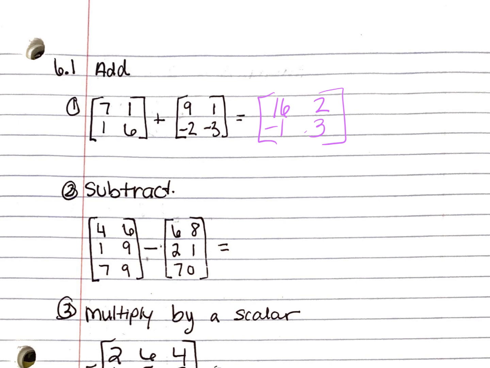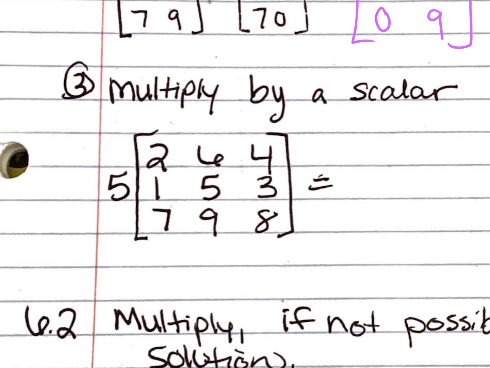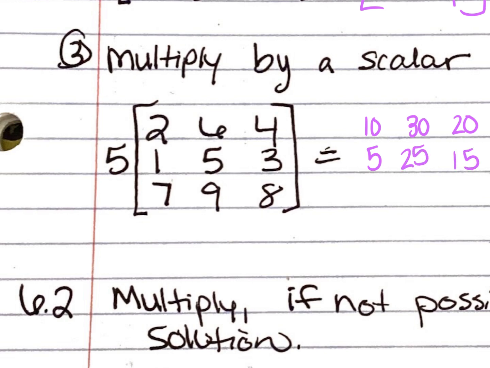For subtraction, same thing. We're going to do 4 minus 6, 6 minus 8, 1 minus 2, 9 minus 1, 7 minus 7, and 9 minus 0. Multiplying by a scalar, we're just multiplying everything inside by 5. So 10, 30, 20, 5, 25, 15, 35, 45, 40.